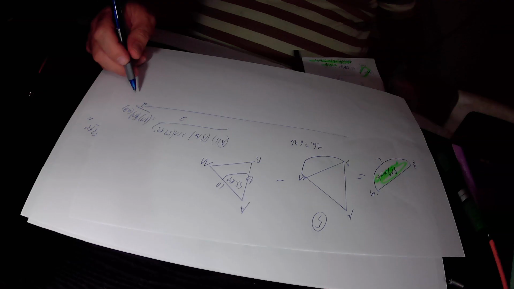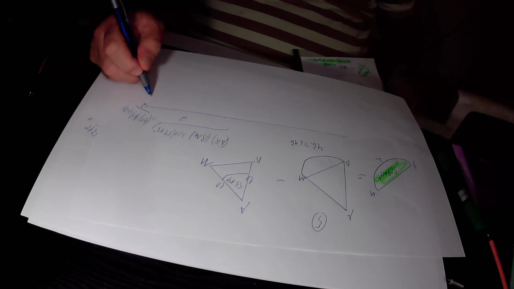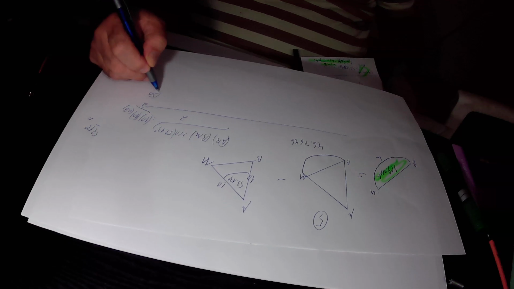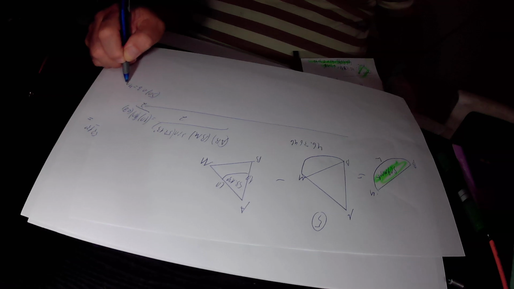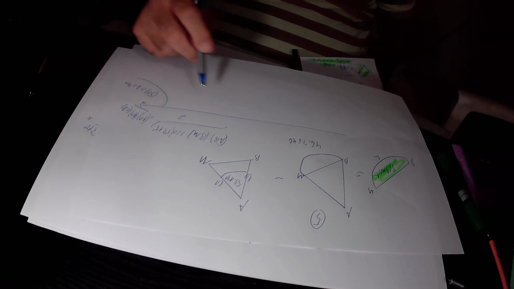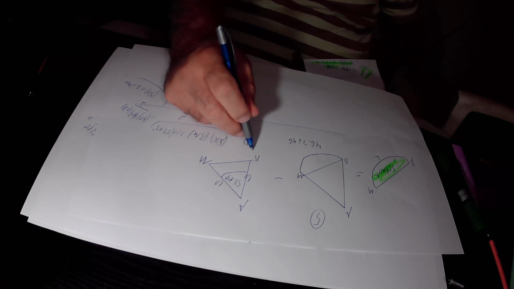10 times 10 is 100. 100 over 2 is 50. And 50 times 0.8 is 40. So in total we found out that the area of this triangle ABM is equal to 40 square units in its size.